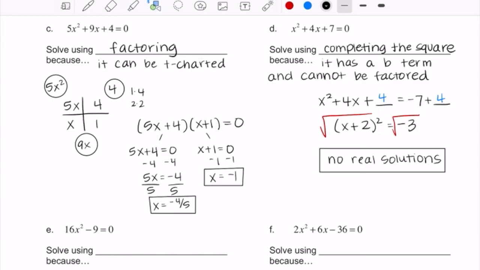And again, remember what we're solving for here is x-intercept, so that means that this quadratic equation, if you were to graph it, just wouldn't cross the x-axis. Remember, no real solutions is because we got a negative underneath the square root.